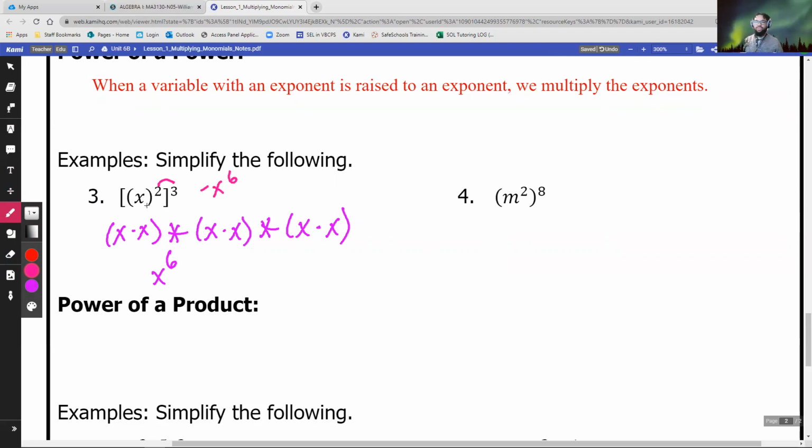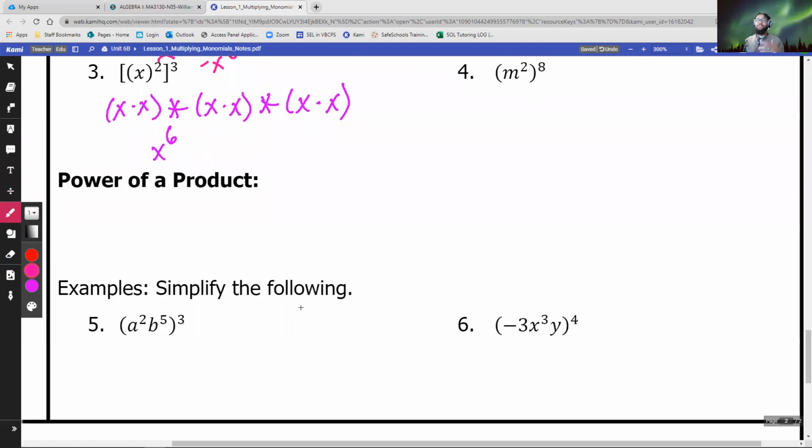All right, I want you all to try number 4. And we'll look at our next example. If we have more than one thing that's being raised to a power, even if those things have exponents, we have to multiply everything that's in the parentheses out. Like if we look at this number 5 here, I'm going to do this example and then I'm going to explain it to you in words.